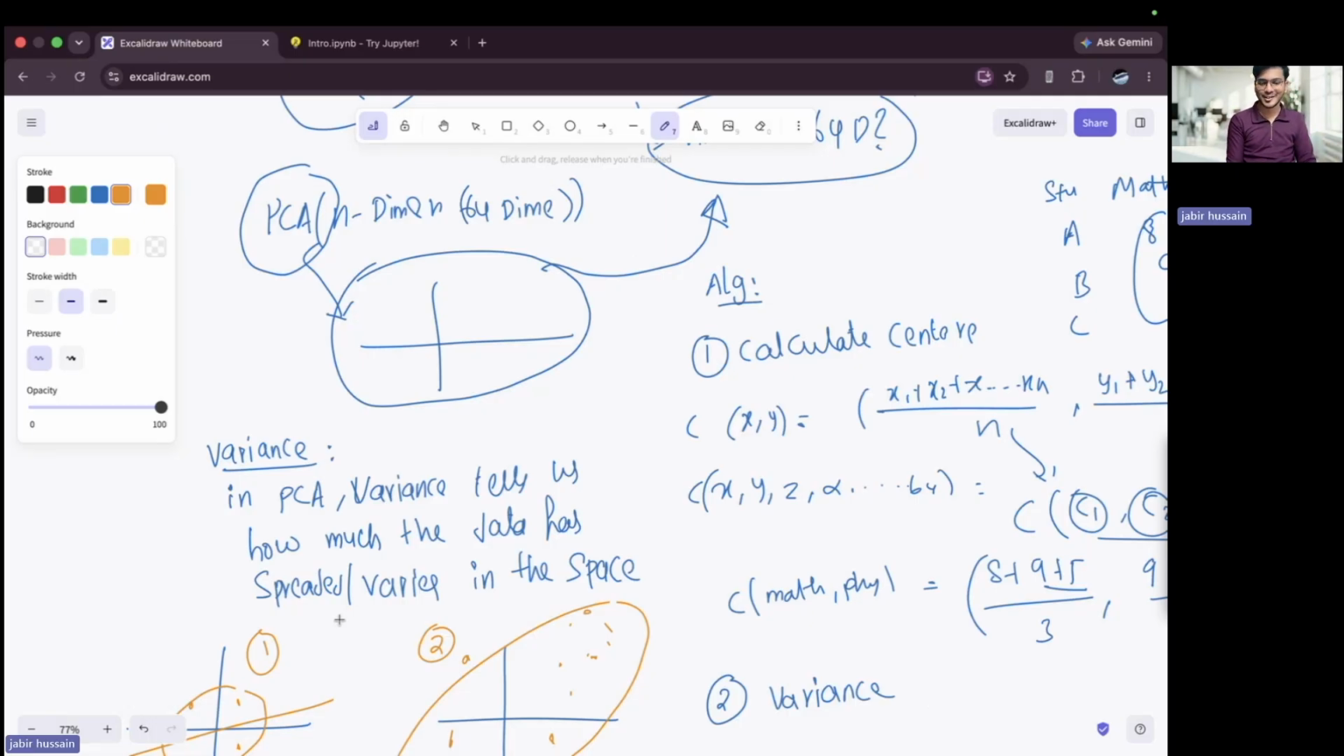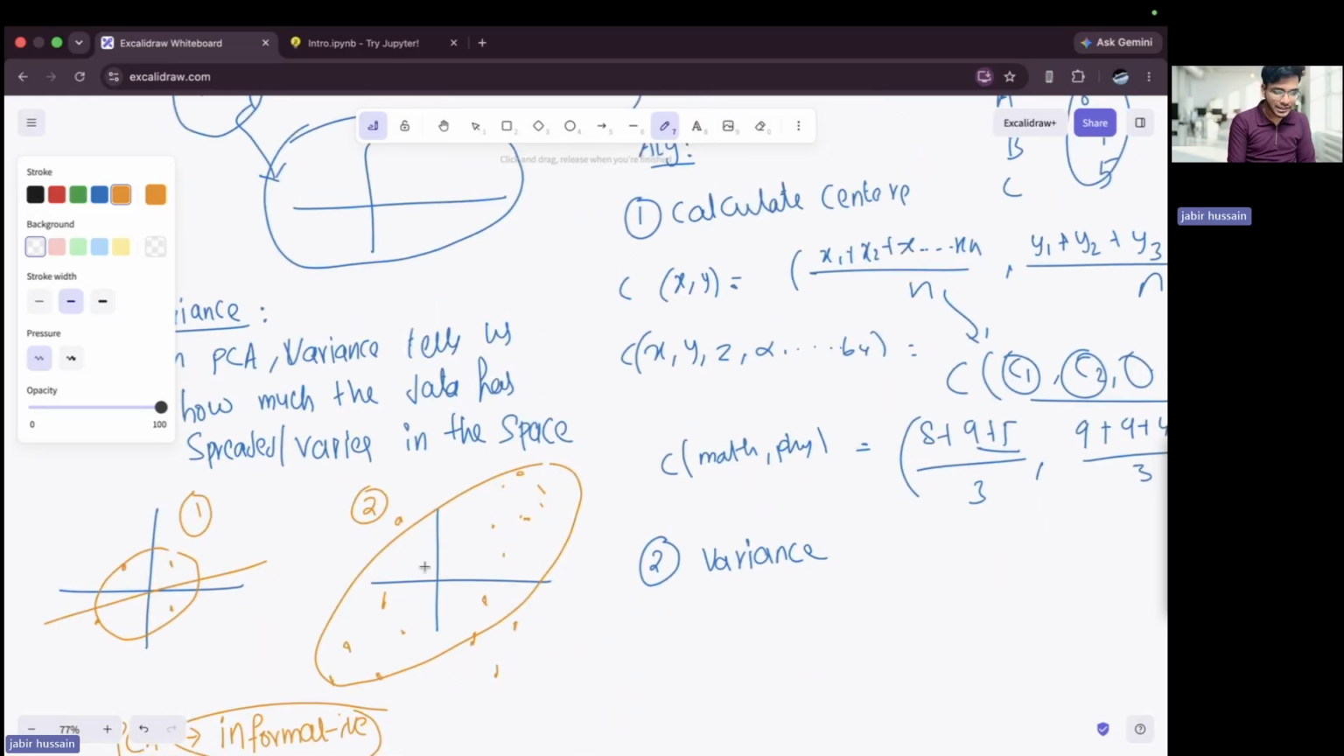I hope you got the point, right? So this data 2 is far more useful, far more important than this data 1. Why? Because this data 1 has little spread. It is the same data, right?